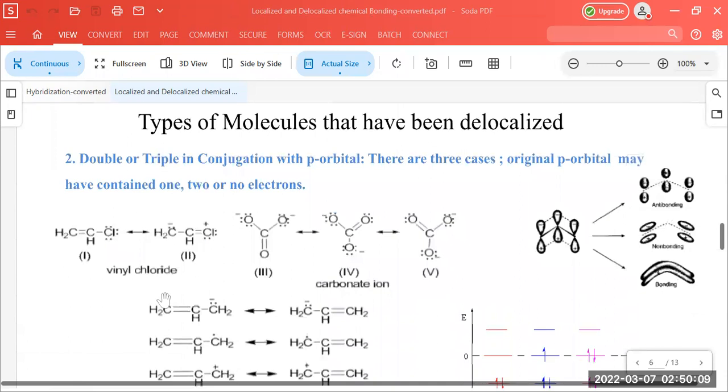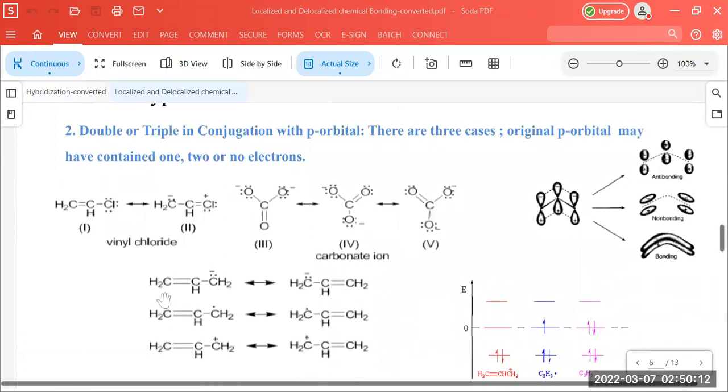Similarly, the second type of delocalized chemical bond is that in which the electron pair is in conjugation with a p orbital. For example, this is an example of vinyl chloride. This is an example of conjugation or delocalized chemical bond in which there is delocalization between the double bond and p orbital electrons. The electrons in the p orbital, like chlorine, are in conjugation with each other. So that is why you can draw two canonical forms for vinyl chloride.